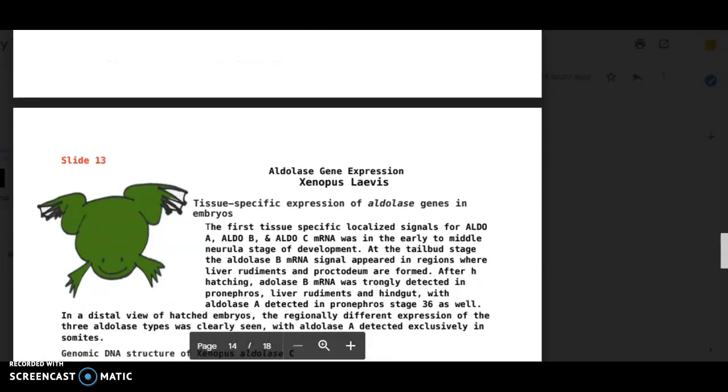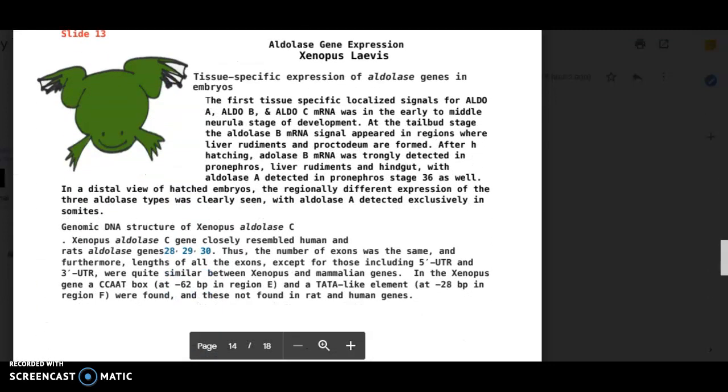And for 13, we're talking about the tissue-specific expression of aldolase. According to the whole-mount in situ hybridization, in the earliest stage we detected these aldolases A, B, and C. In the neurula stage, 21 and 25, we're talking about the different stages of these developments.